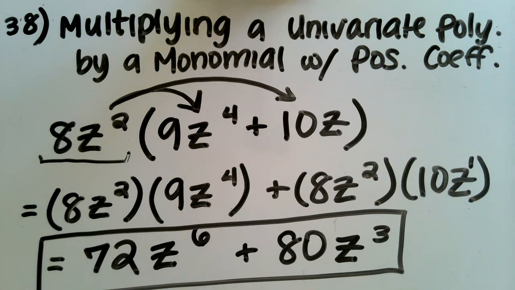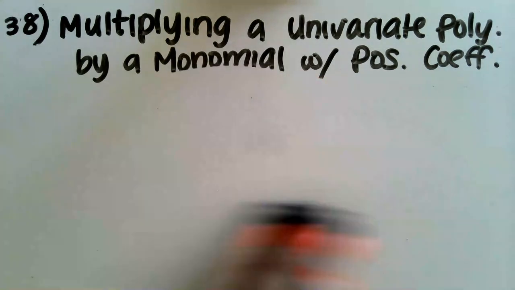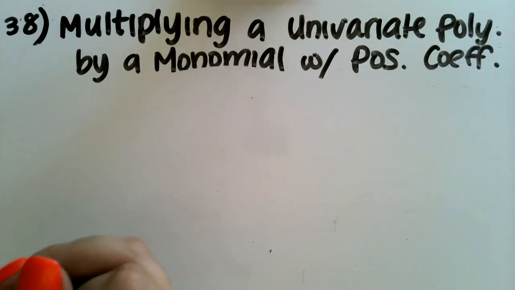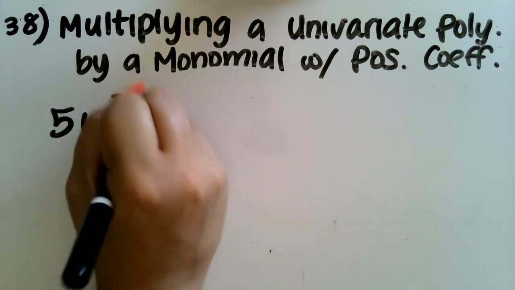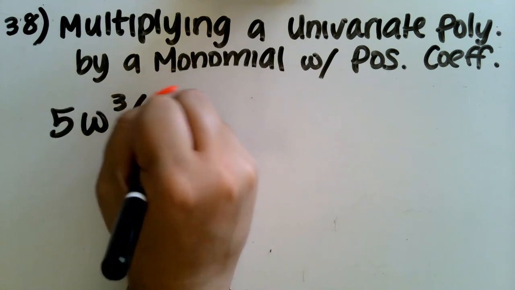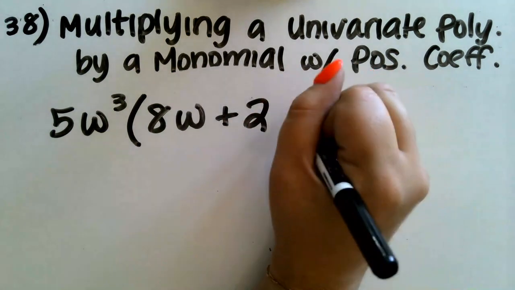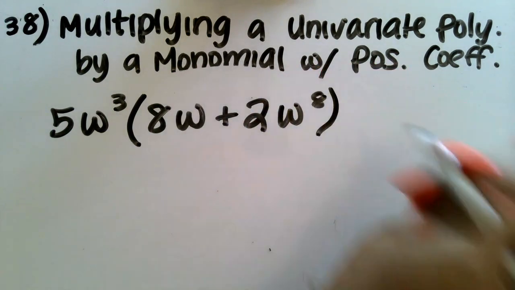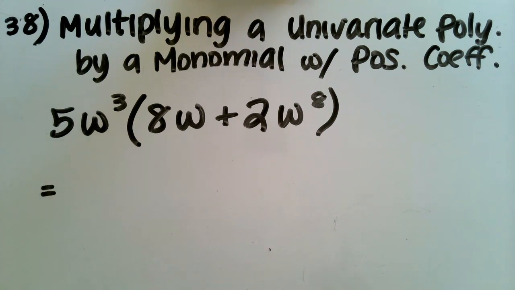Great job. Let's go ahead and do one more example. This time we are going to be multiplying 5w to the third by 8w plus 2w to the 8th power. We're going to treat this exactly the same. I'm going to write it out.